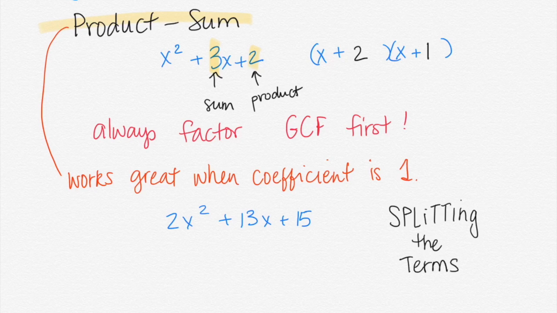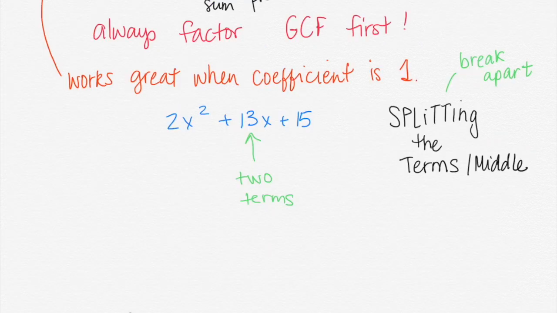So when we think about how to do this quickly when you have a coefficient in your first term, then we are going to go to something called splitting the term, also known as splitting the middle. And basically, splitting means breaking apart. So when we look at this trinomial, the term in the middle, the 13x, we're going to split it into 2 separate terms. Let me show you how we do this.